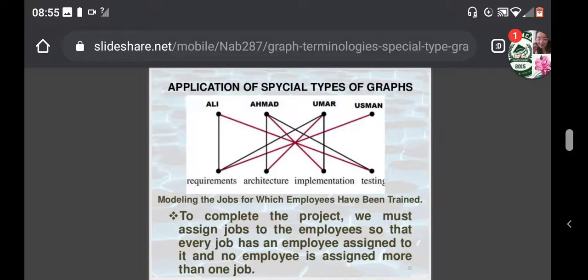So, in application of special types of graphs, to complete a project, for example, we have the requirements, architecture, implementation, and testing. To complete the project, we must assign jobs to the employees so that every job has an employee assigned to it and no employee is assigned more than one job. So that means only one job is assigned to each employee, in the area where they should work, only what they can do. They can no longer take on other work beyond their job description.